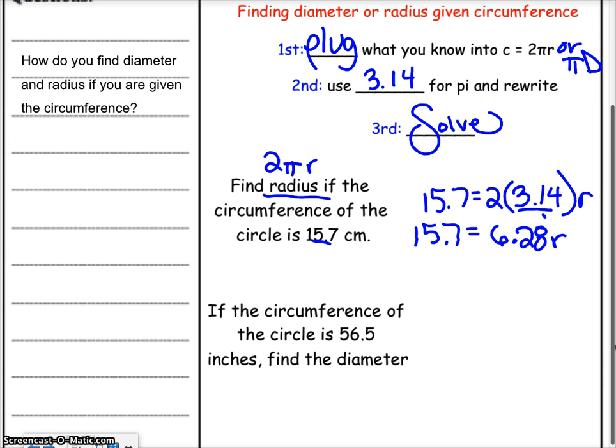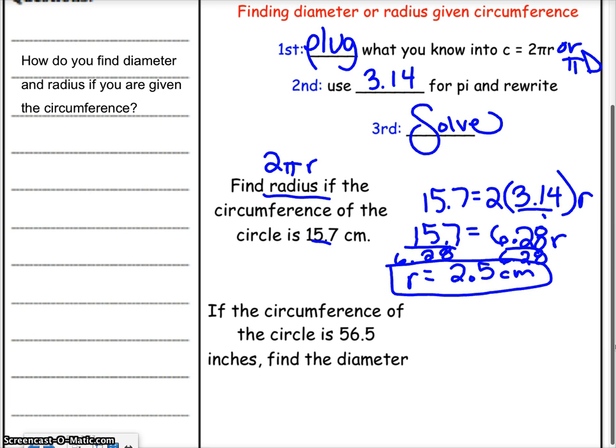Do you know what I did there? No. I multiplied. 2 times 3.14 is 6.28. And now, how do I get rid of this? This means times. How do you get rid of times? Divide. So I'm going to divide by 6.28. And r is equal to something. 15.7 divided by 6.28, 2.5 centimeters.